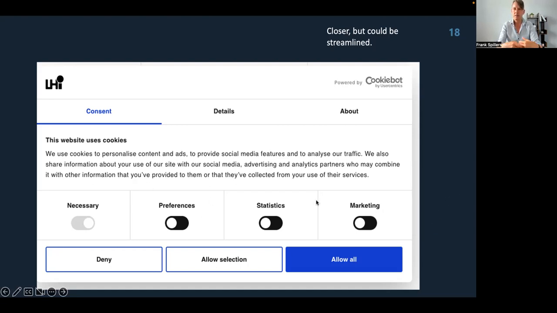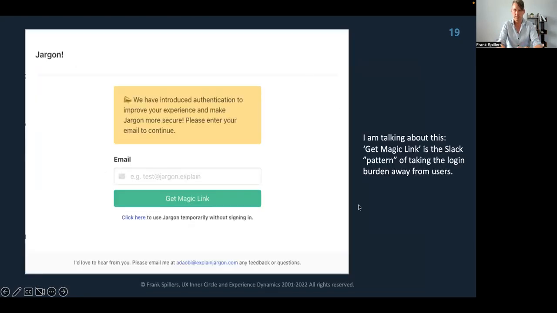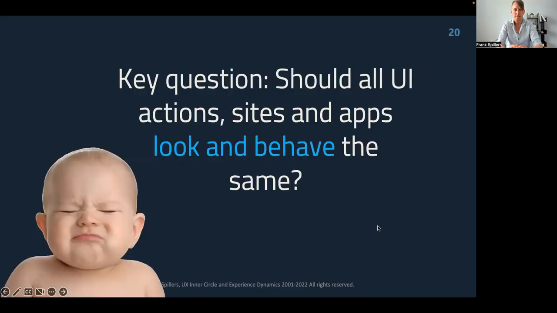But the idea of control is better in this GDPR one. I'm talking about in a good case like this, get the magic link. It's the Slack pattern of taking the login burden away from users, because login is a pain in the ass, royally, right? Login is just terrible.